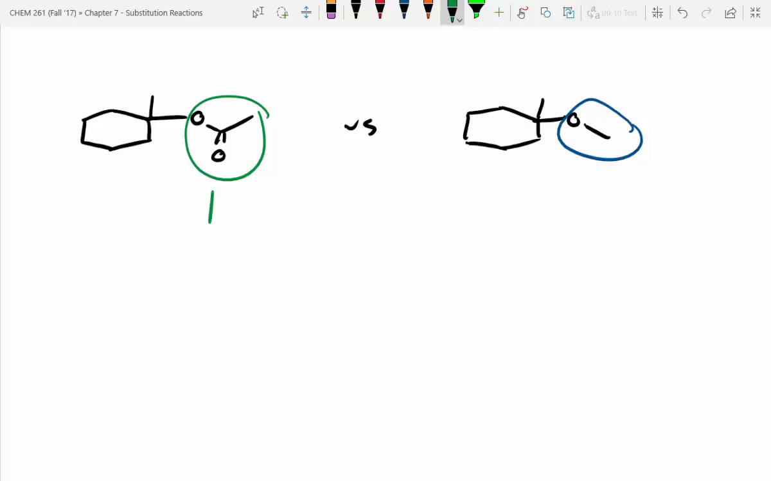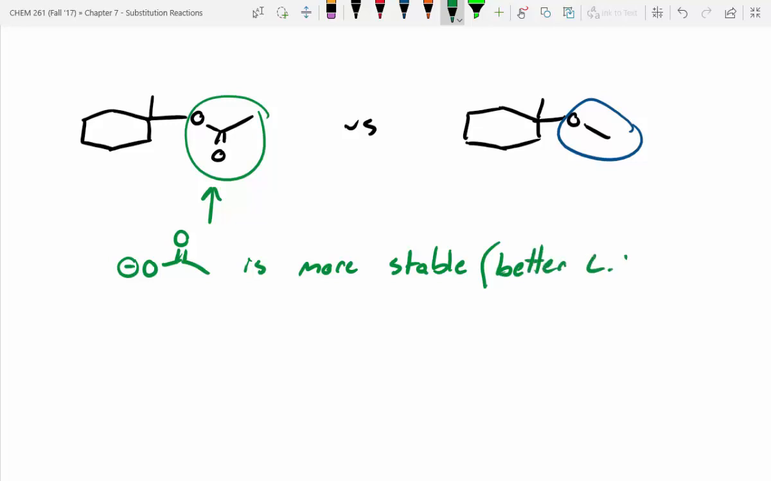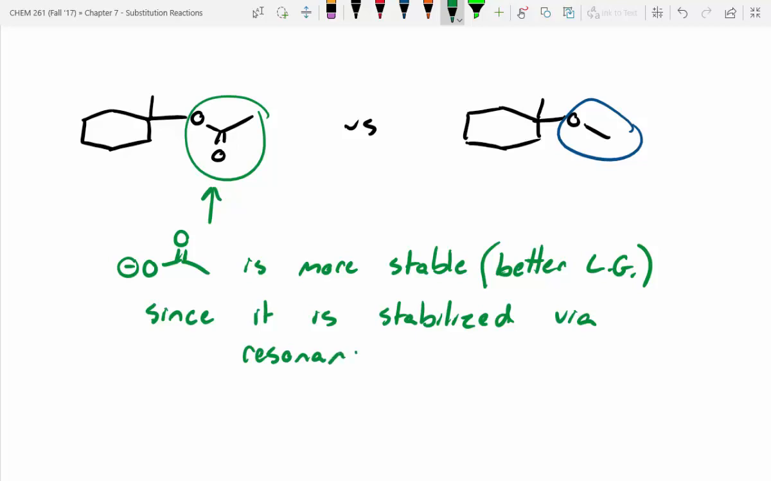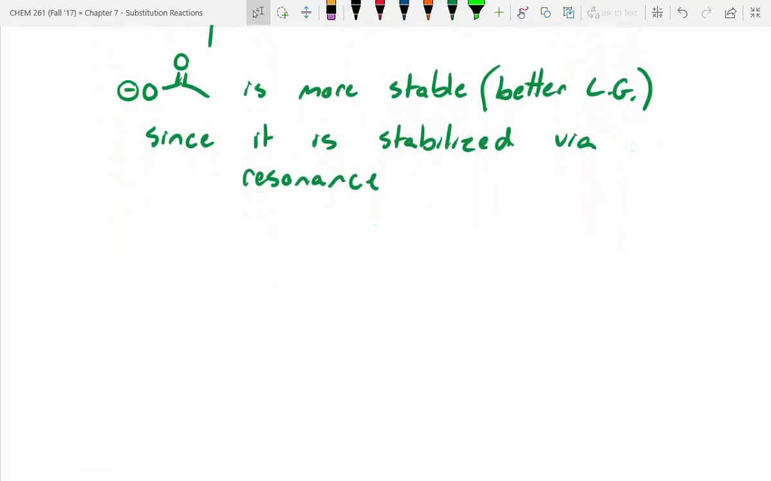So this is more stable, meaning it's the better leaving group since it is stabilized via resonance. So a lot of this is just review of acid-base chemistry that we learned earlier this quarter. So let's make a note of that.